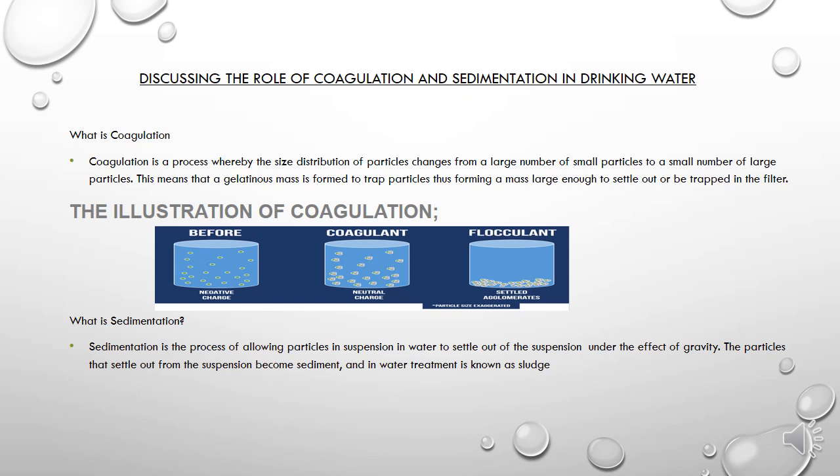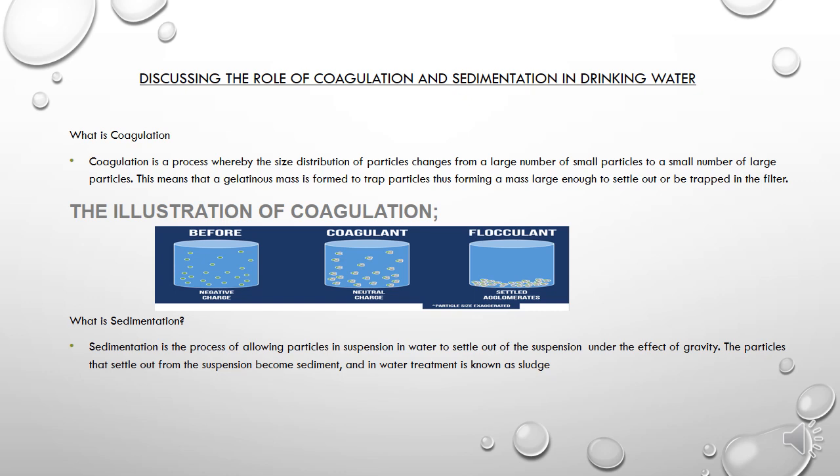This means that a gelatinous mass is formed to trap particles, thus forming a mass large enough to settle out or be trapped in the filter. Below, we have an illustration of coagulation. As you can see, in the first cylinder, we have negative charges floating in the water. A coagulant is then added to neutralize the charges and enable them to be attracted to each other by destabilizing them. The most commonly added coagulant is aluminum sulfate. The gelatinous mass then settles out and can be trapped in the filter.